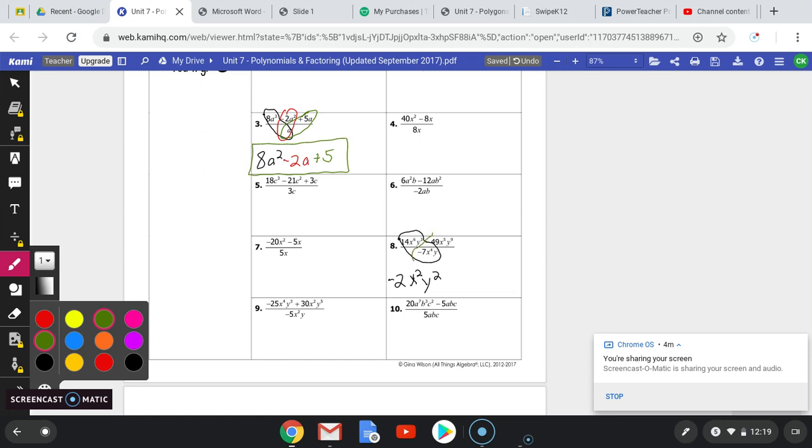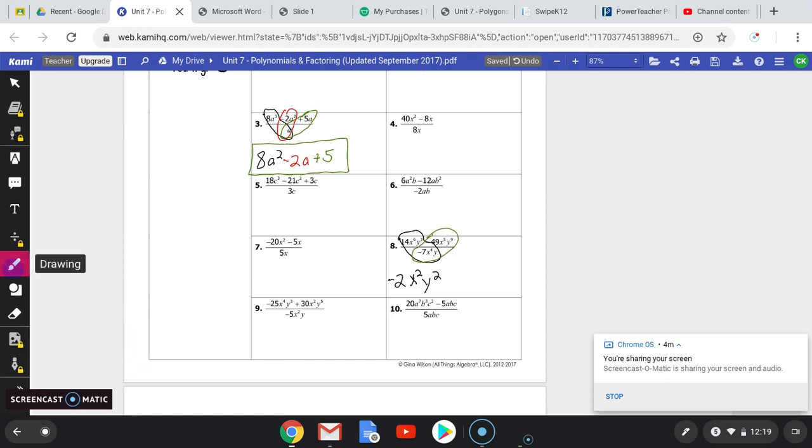The same thing here. Now I got negative 49x to the 5th y to the 9th divided by negative 7x to the 4th y. So negative 49 divided by negative 7 is positive 7. X to the 5th divided by x to the 4th, 5 minus 4 is 1. Y to the ninth divided by y, 9 minus 1 is 8. And that, ladies and gentlemen, is your final answer there.